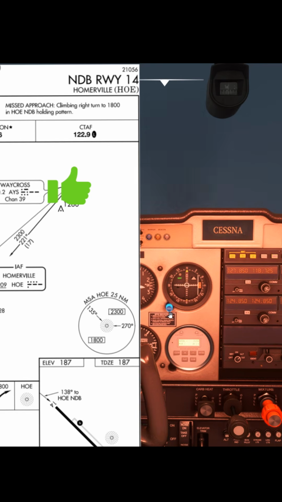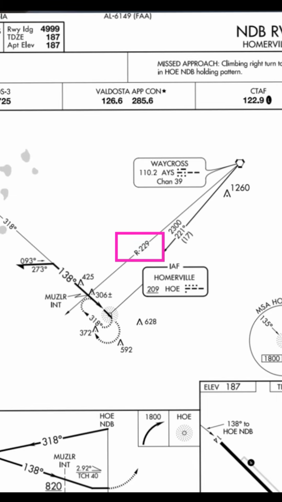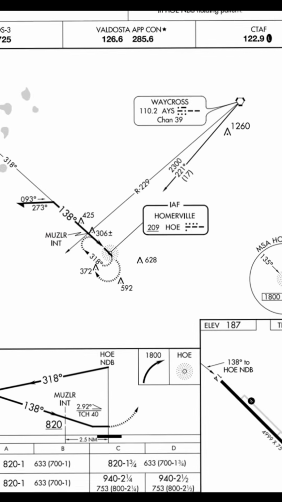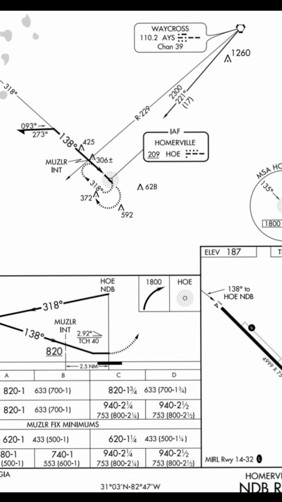Now the reason that we're tuning in this VOR is because setting up this 229 radial from that VOR will allow us to identify this intersection called Muzzler. Now the reason that we want to identify this intersection is because it will allow us to actually fly to a lower minimum because we can identify our distance from the airport.